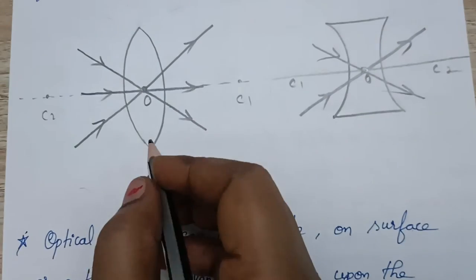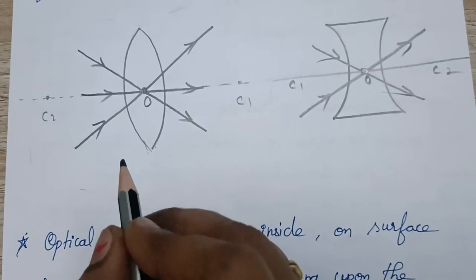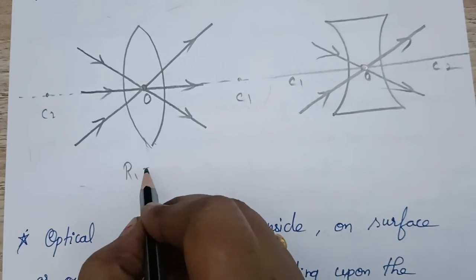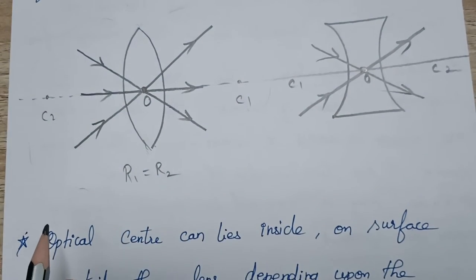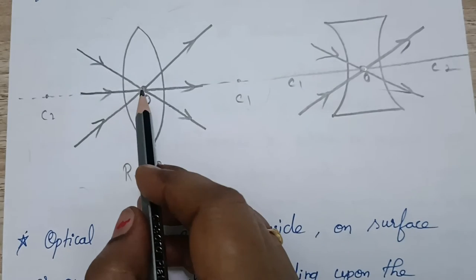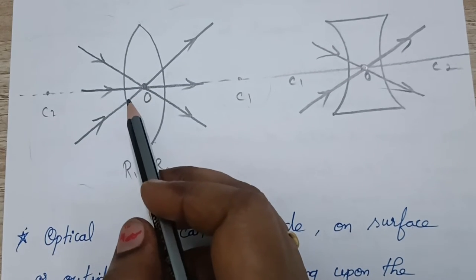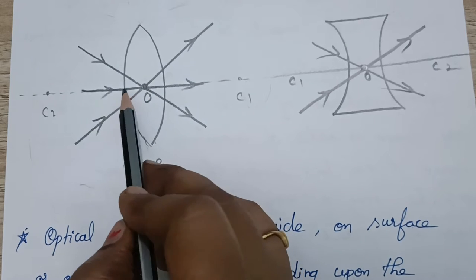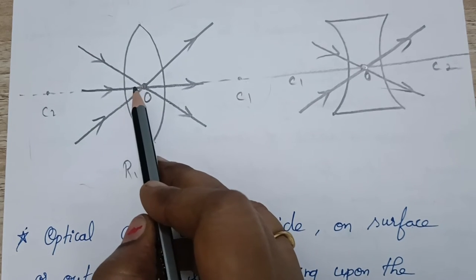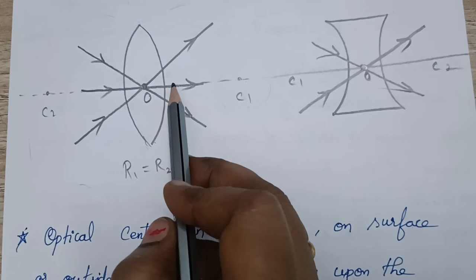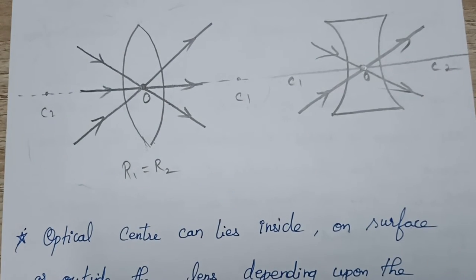Okay, here for the double convex lens that I have drawn, R1 is equal to R2. That's why I have shown the optical center at the center of this lens. It may lie on the surface of the lens, or inside somewhere here, or outside the lens also, depending upon the values of R1 and R2.